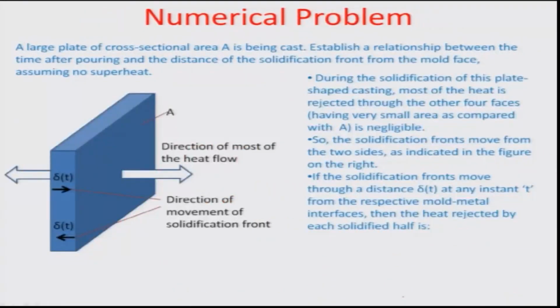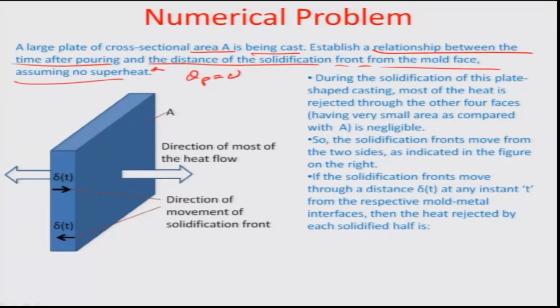So here, for example, there is a large plate of cross sectional area A which is being cast, and I would like to numerically now start estimating the time of solidification. So you have to establish a relationship between the time after pouring and the distance of solidification front from the mold face, assuming no superheat. So we assume the pouring temperature is the same as the freezing temperature. During the solidification of this plate shaped casting, most of the heat is rejected through the other 4 faces.